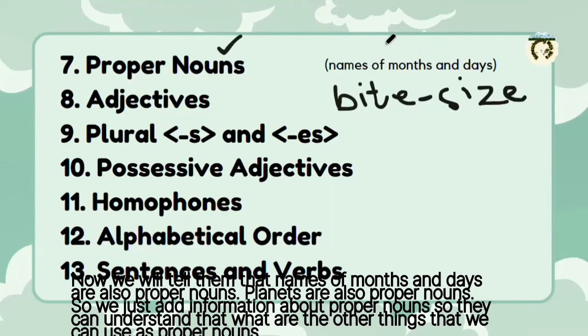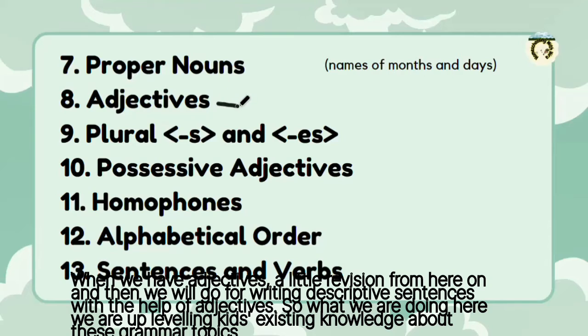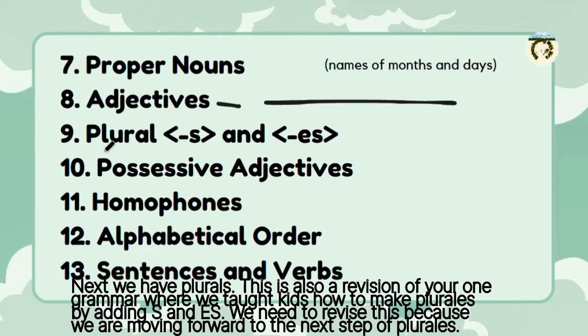Now we will tell them that names of months and days are also proper nouns. Planets are also proper nouns. So we just add on information about proper nouns so they can understand what are the other things that we can use as proper nouns. Then we have adjectives, a little revision from year one, and then we will go for writing descriptive sentences with the help of adjectives. So what we are doing here, we are up leveling kids' existing knowledge about these grammar topics.